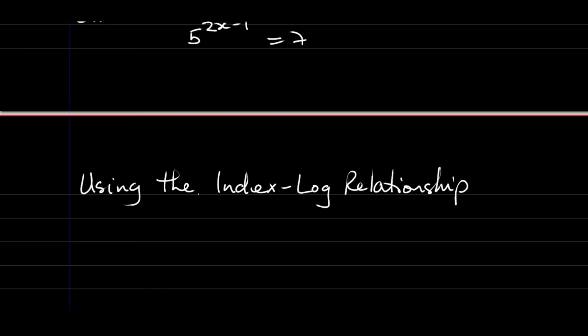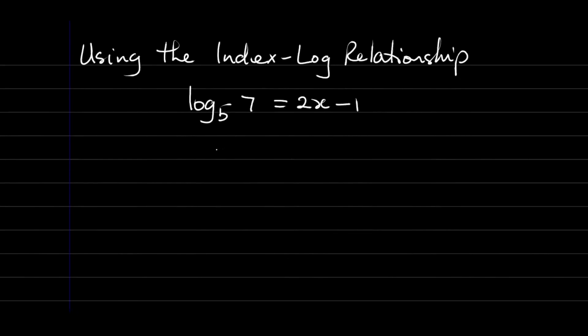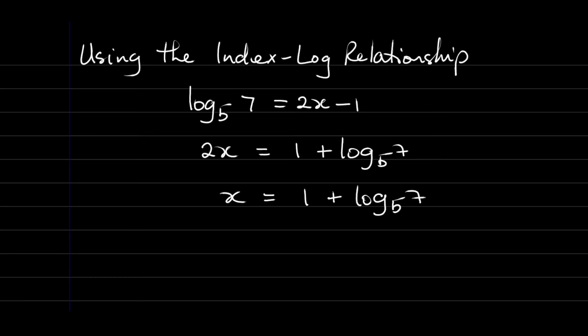Using that relationship, we can see that, again, the base goes to the base of the log. So we're going to say log to the base 5. This 2x minus 1 goes to the other side. So we're going to have the 7 here and the 2x minus 1 over here. And then what we do here, we simply make x the subject of the formula. So we're going to get that 2x is going to be equal to 1 plus log to the base 5 of 7.